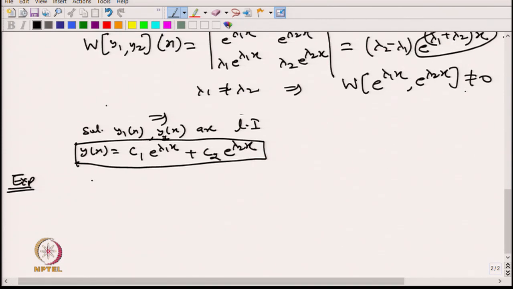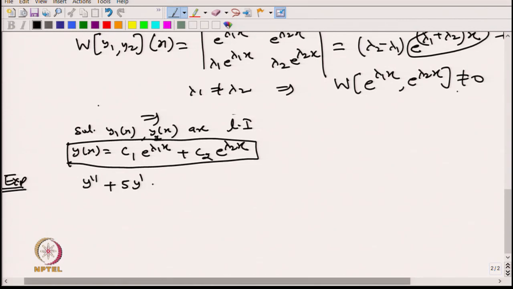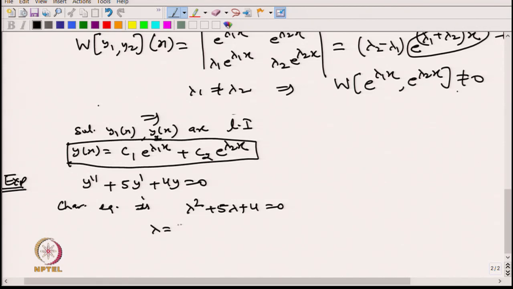I start with the differential equation y double dash plus 5y dash plus 4y equal to 0. In this case I can write the characteristic equation directly: lambda square plus 5 lambda plus 4 equal to 0. So, from here I will get lambda equal to minus 4 and minus 1.